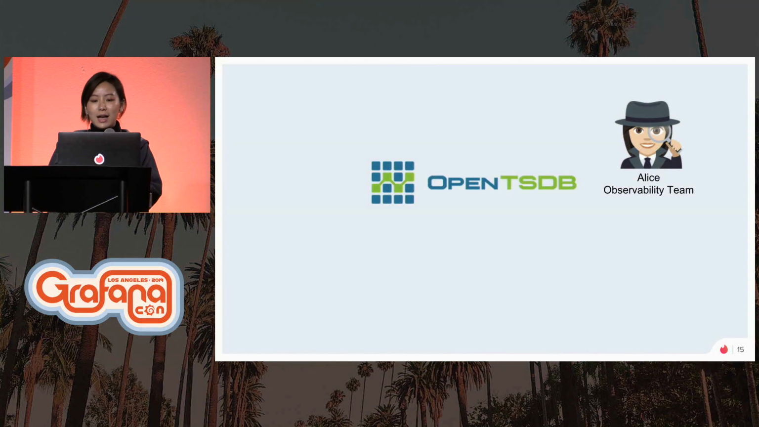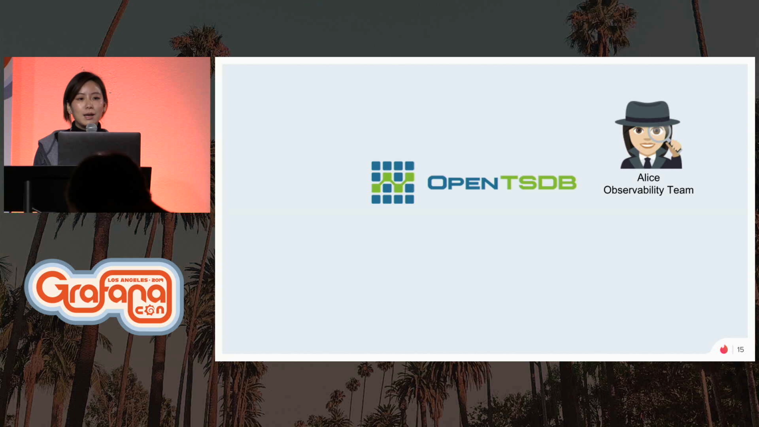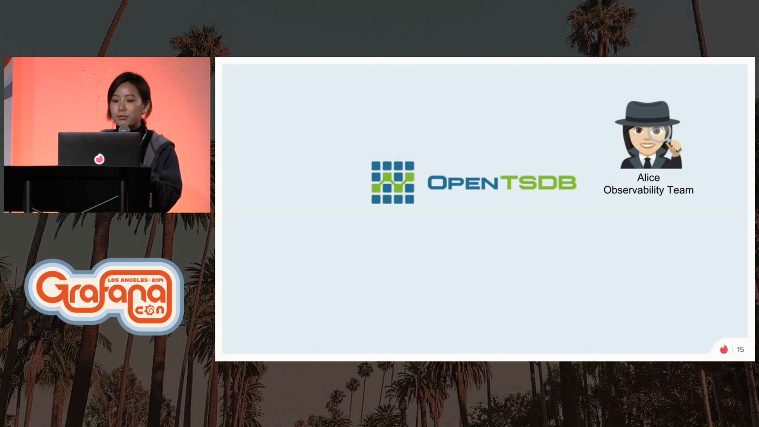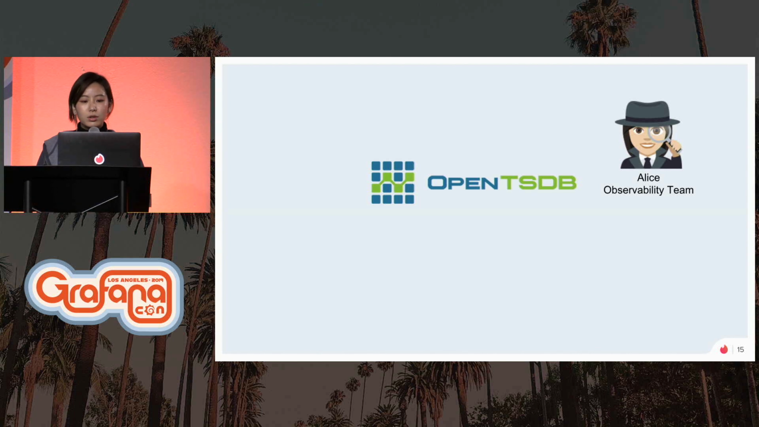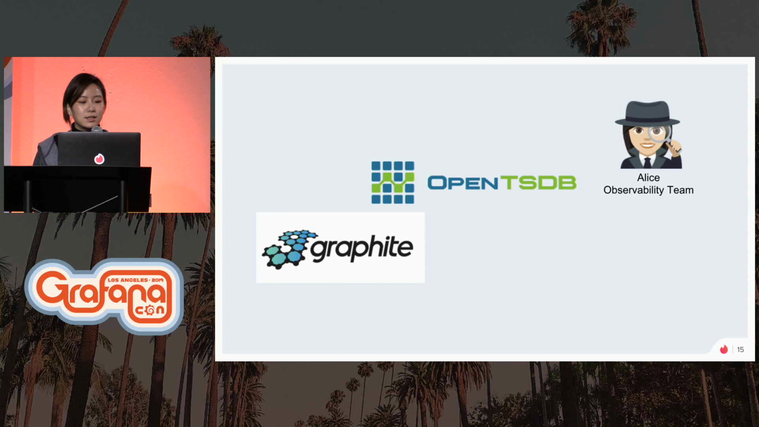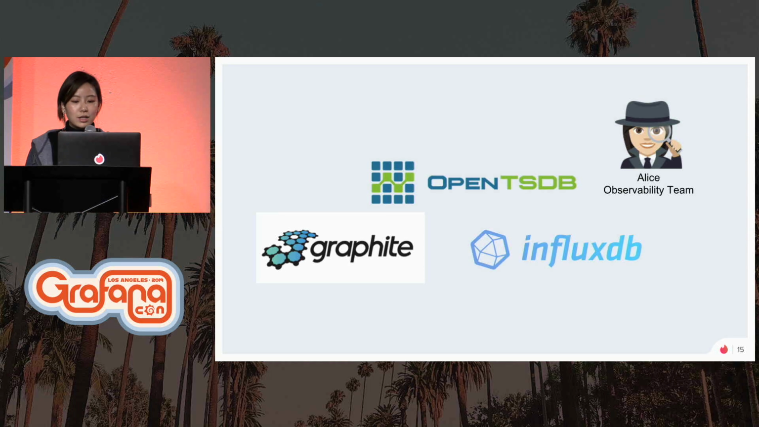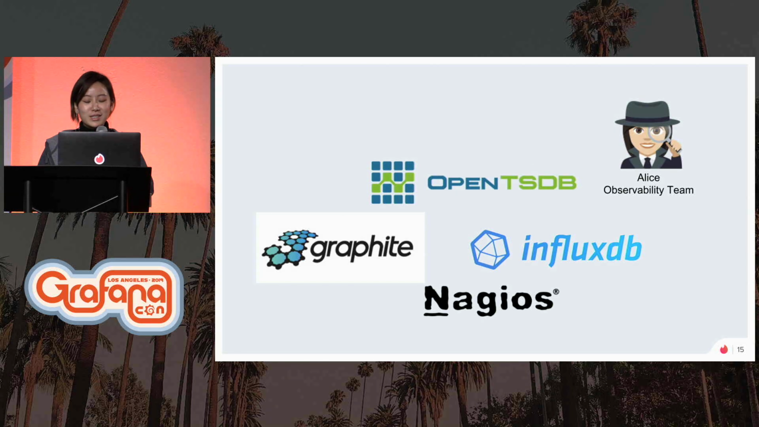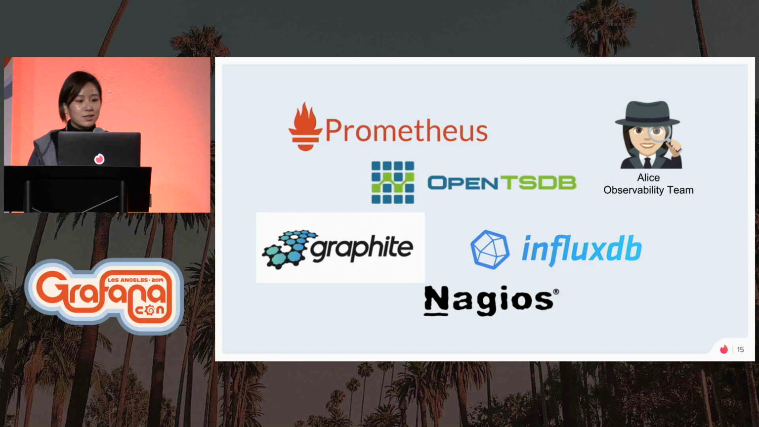She found that there are many time series database options out there, but OpenTSDB requires Hadoop, which currently doesn't fit our scenario. Graphite is kind of hard to scale for the open source solution. For InfluxDB, its clustering feature is a paid version. And Nagios is kind of one generation old. So finally, Prometheus came to Alice's eye.